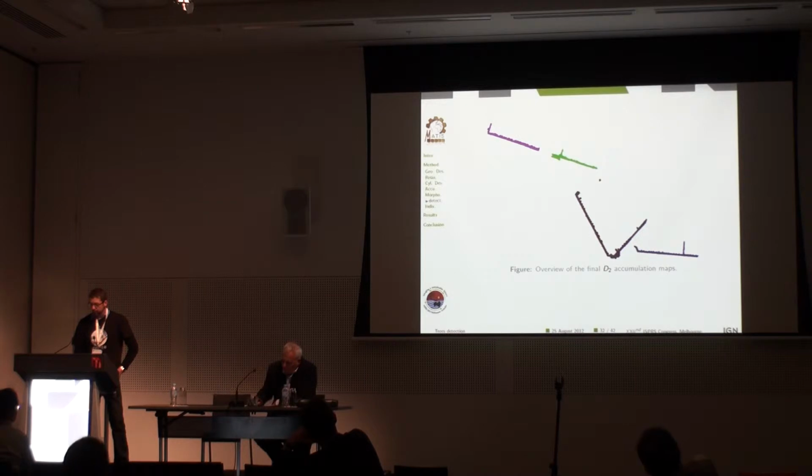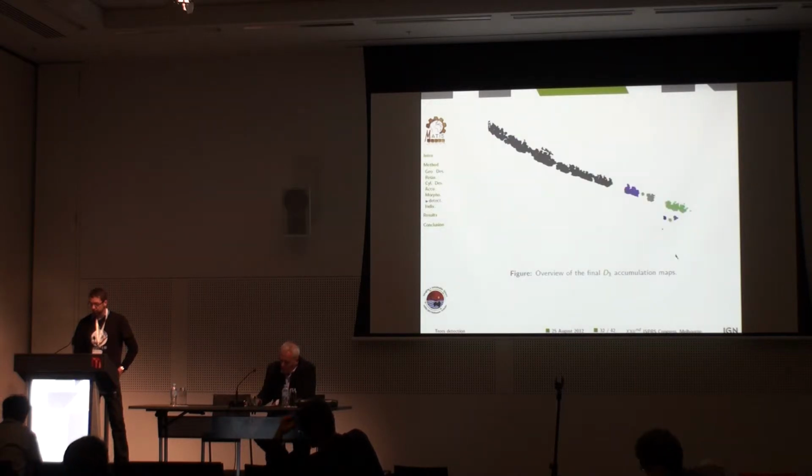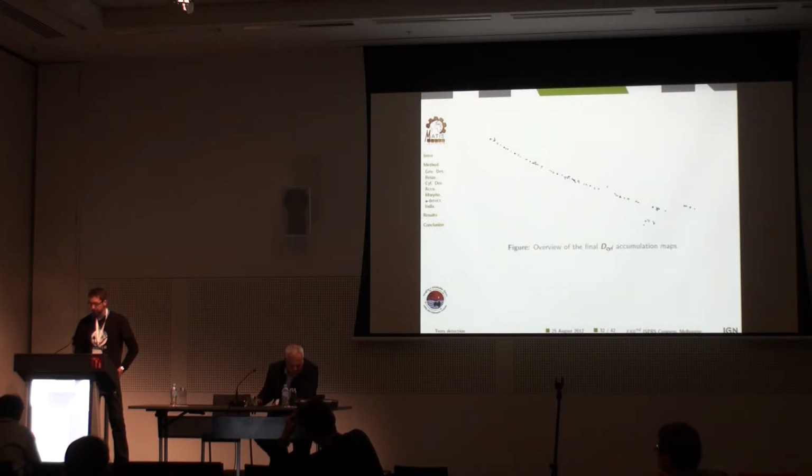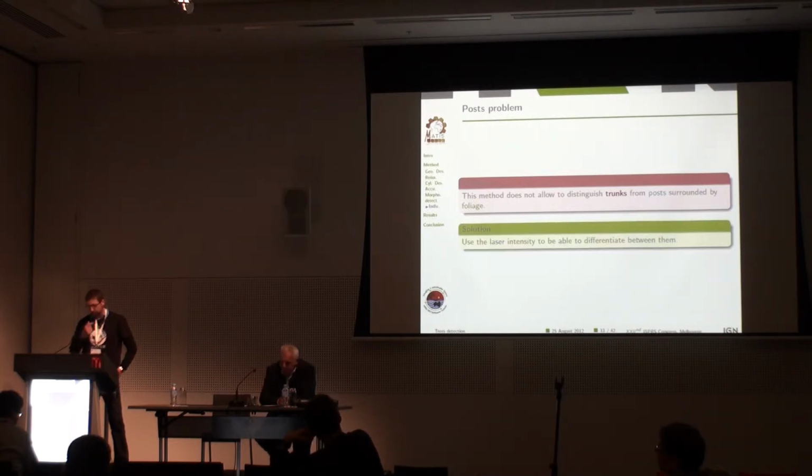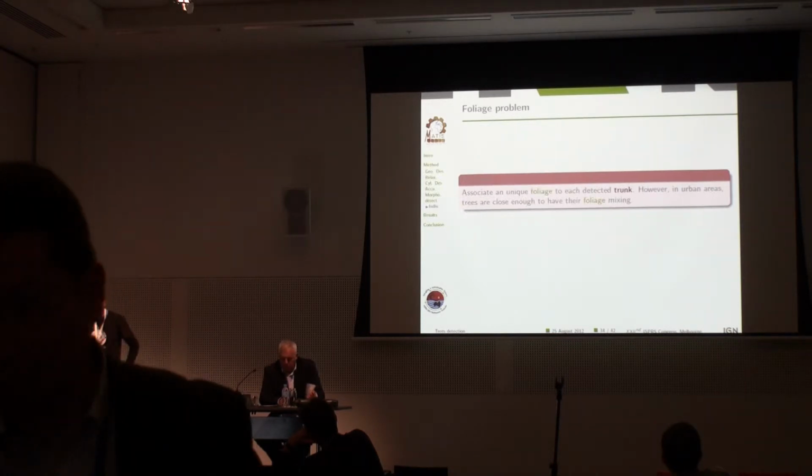So this is another view of the final accumulation map. This is the D2 map, the D3 map, the D-cylinder map. The last problem we have is that if we have posts that are surrounded by foliage, we're going to think that they're trees because they are linear structures surrounded by foliage. So to solve this problem, this is where we introduce the laser intensity, because posts usually are metallic, whereas trunks are organic and they have quite different intensities in the laser scanner. So we'll differentiate using this.